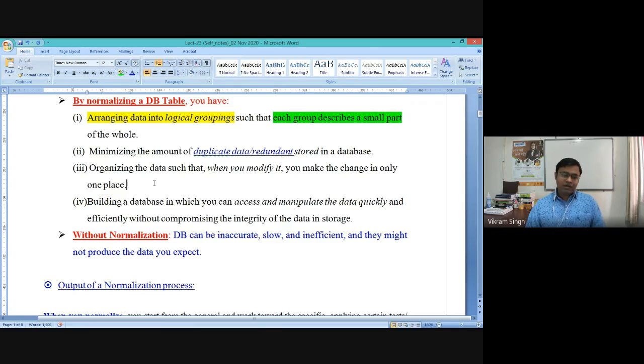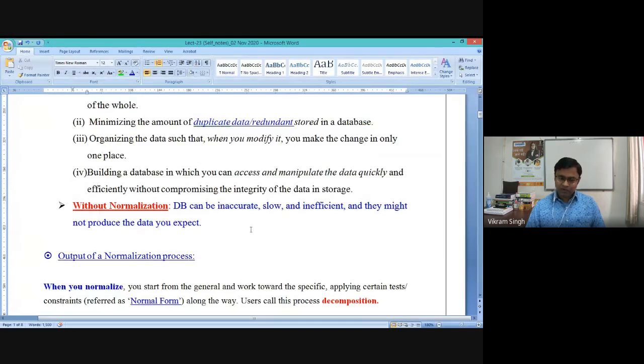So basically, whenever we perform normalization on a database table, the eventual objective is to achieve a data table which will have less duplicate and redundant data, a database table which will have a lesser number of null values, so that we can perform database access and data manipulation actions efficiently, right? That is the whole purpose.